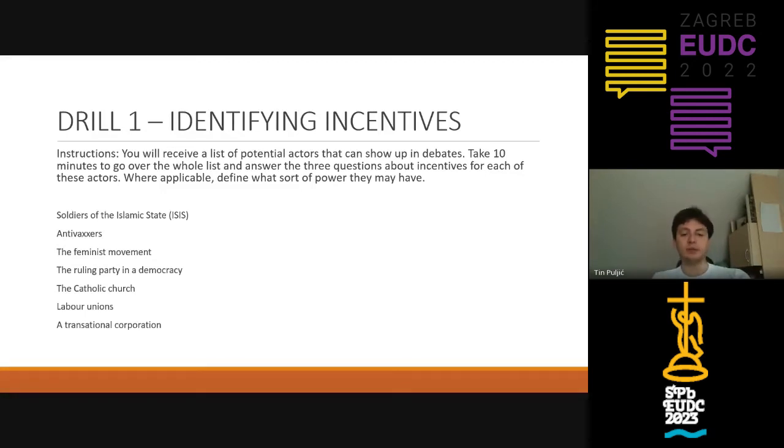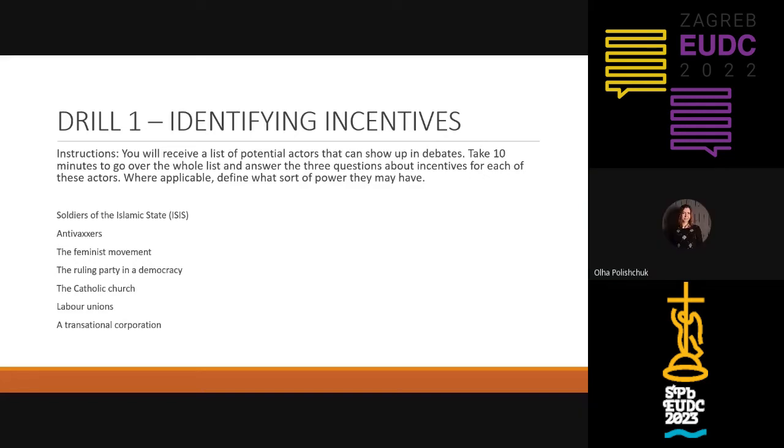The feminist movement. What does the feminist movement want? Yeah, so firstly, what does the actor want? They want equality for women on political, social, and other levels. Secondly, what they are willing to sacrifice: I think time and money. And what they are not willing to sacrifice, maybe it's their freedom, or most of them, I think, don't want to humiliate men. And how far are they willing to go to get it?